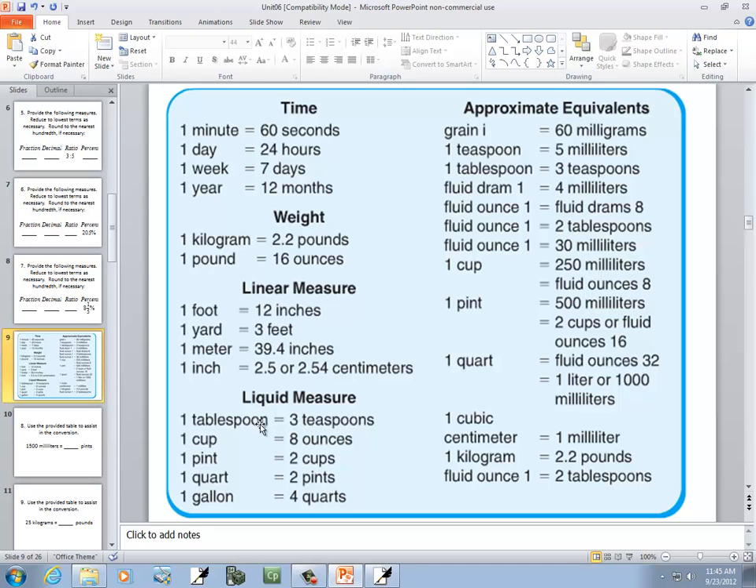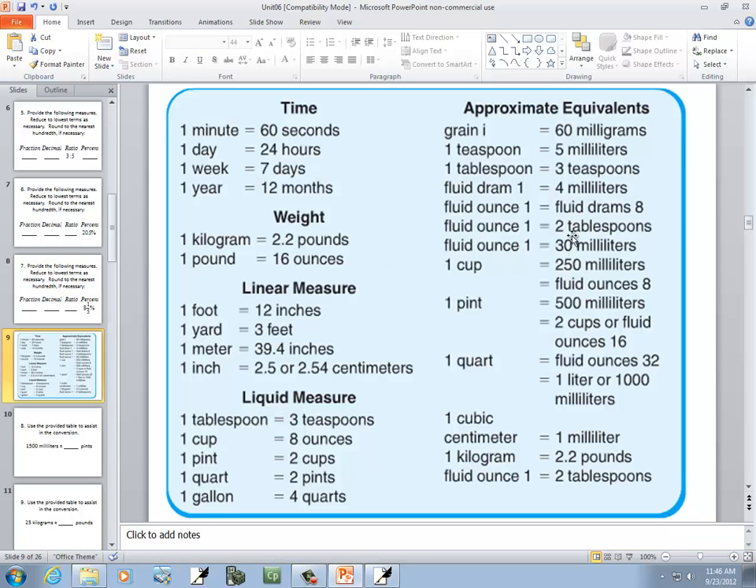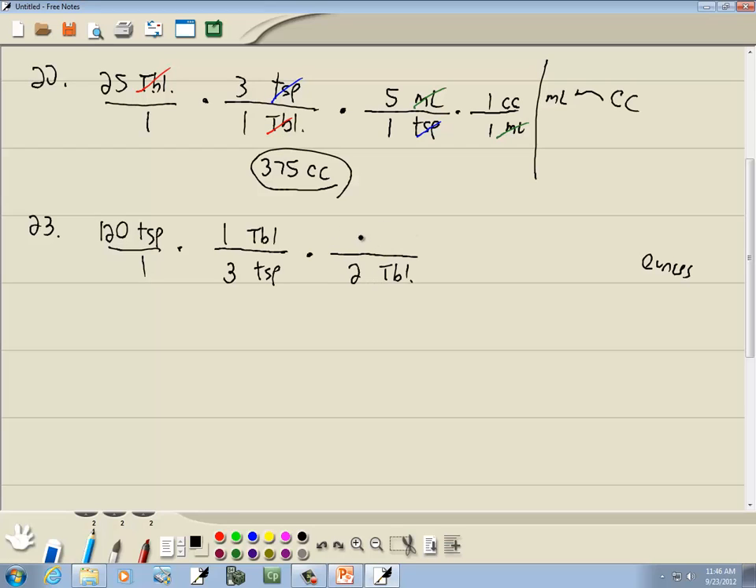So we want to convert teaspoons to tablespoons. So 3 teaspoons is equal to 1 tablespoon. And this is tablespoons here, so I'll put tablespoons here. And over here, we said that 2 tablespoons is 1 fluid ounce. Okay, so our teaspoons cancel here. Our tablespoons cancel here. 120 times 1 times 1 is 120. 3 times 2 is 6 ounces, which gives us 20 ounces. And that's our answer.